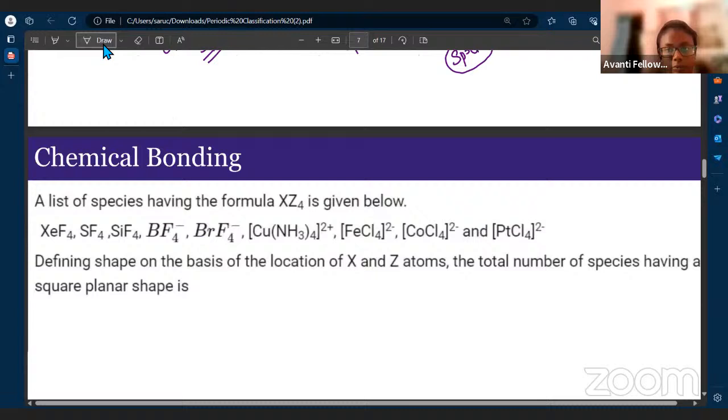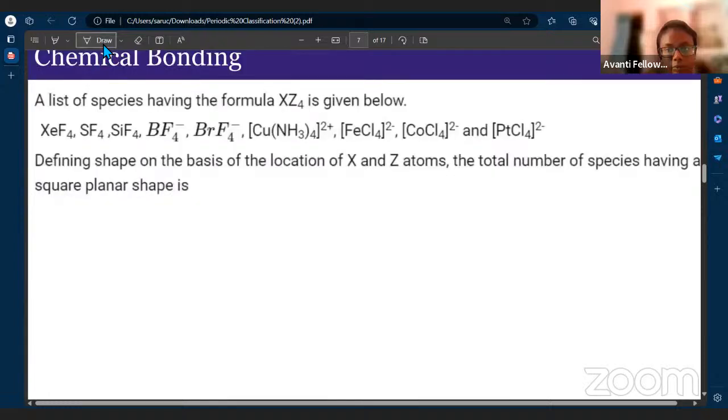A list of species having formula ZX4 is given below. Defining the shape on the basis of Z and X atoms, what will be the total number of species having the square planar shape? Okay, so what are the species? Which species will have the square planar shape is the question.